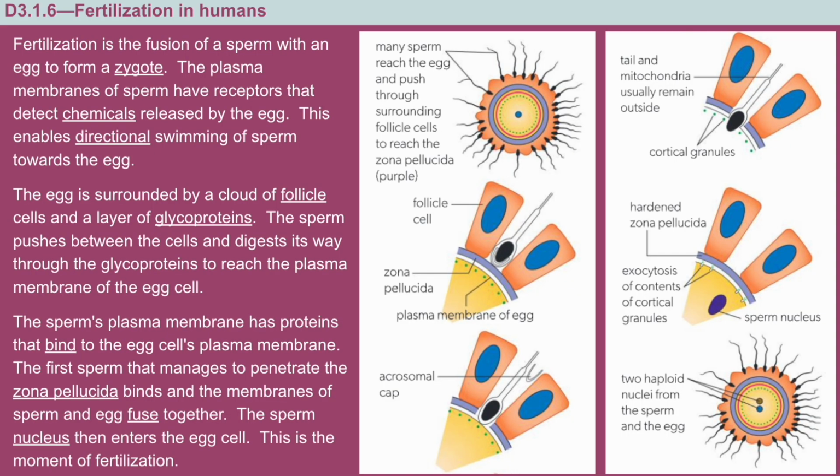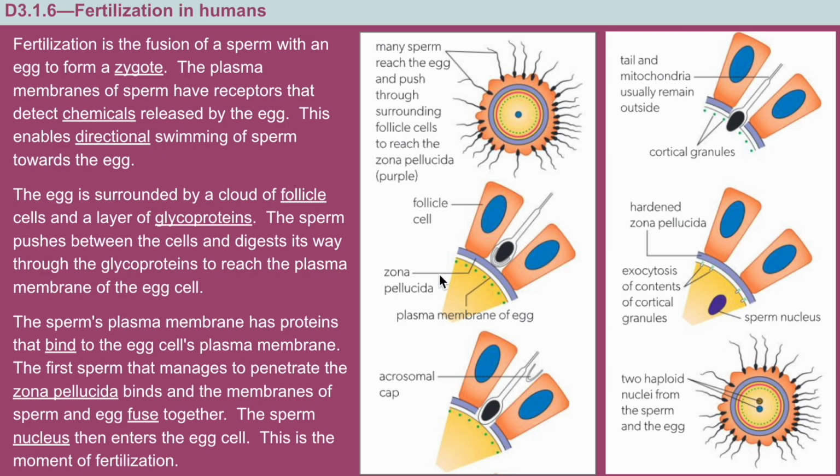All right, fertilization in humans. This is when sperm meets egg and then forms a zygote. The plasma membranes of sperm have receptors that detect chemicals released by the egg, and so that enables the sperm to directionally swim towards the egg.